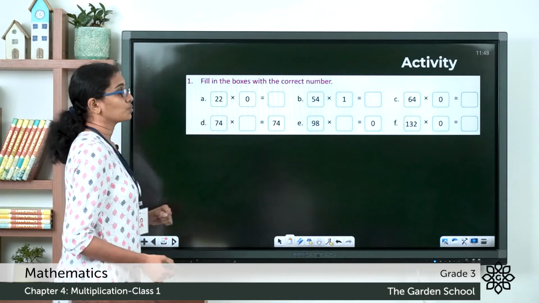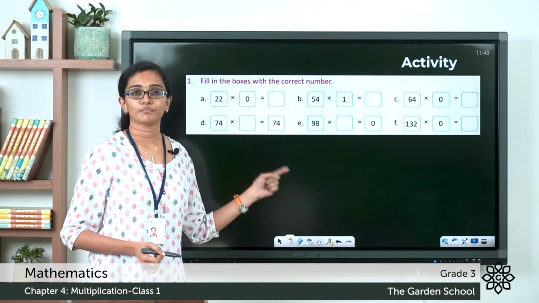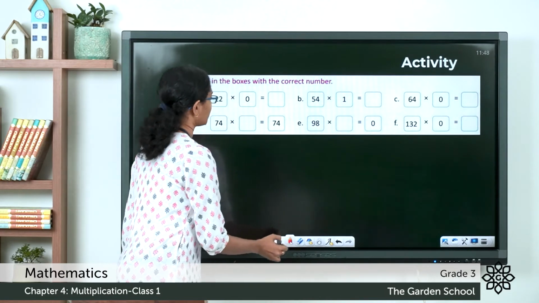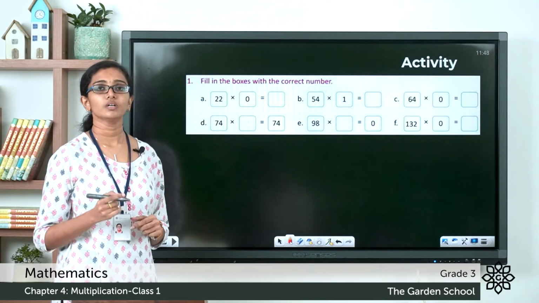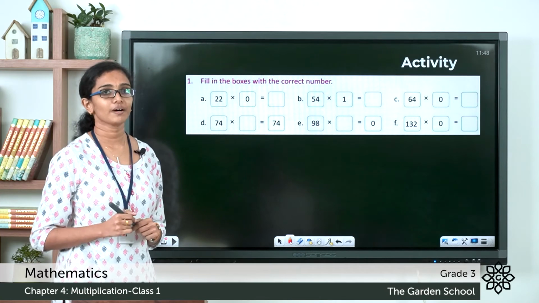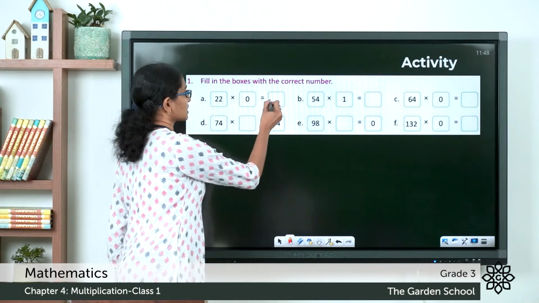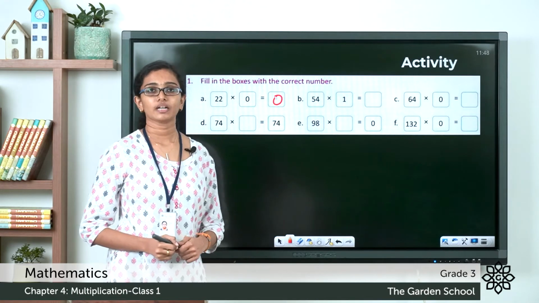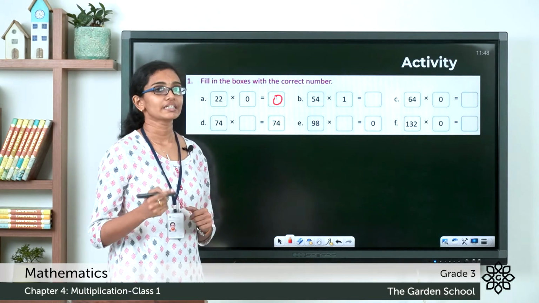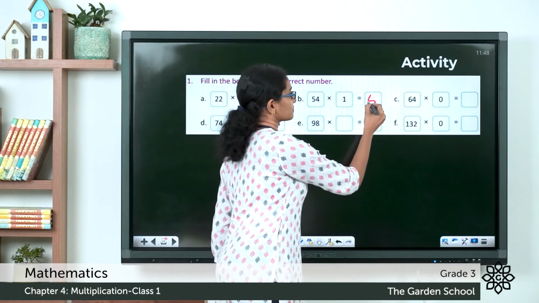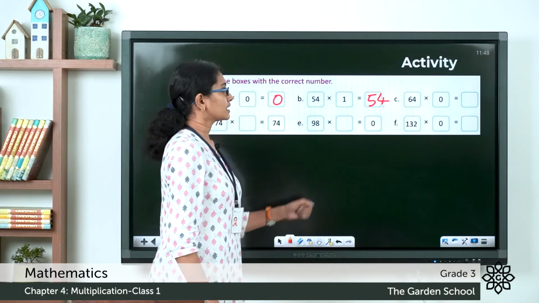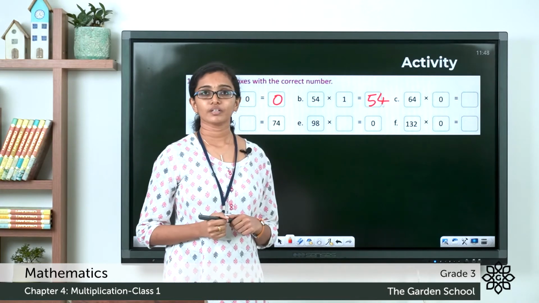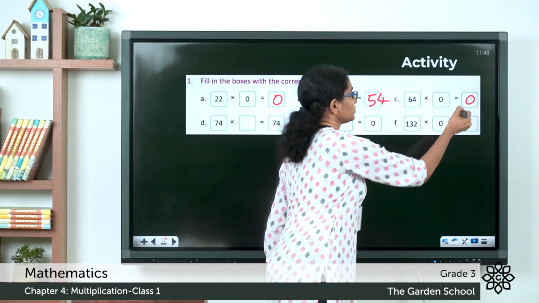Now, we'll do an activity based on these properties of multiplication. Look at these questions given here. The first one, 22 into 0. We know any number multiplied by 0 gives 0 itself. And what is 54 into 1? Any number multiplied by 1 gives the number itself. Now, see, 64 into 0. So, any number into 0 gives 0.